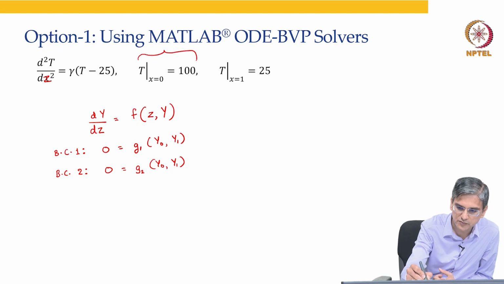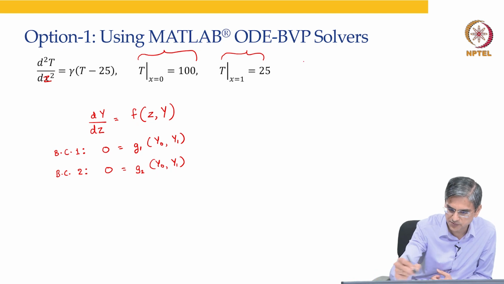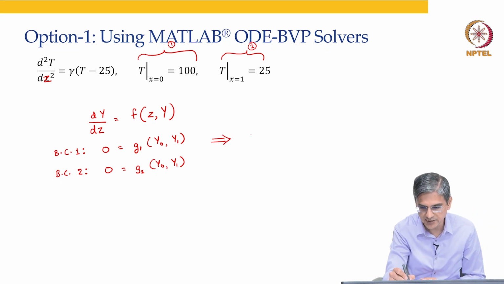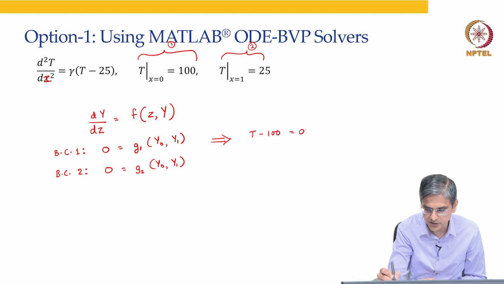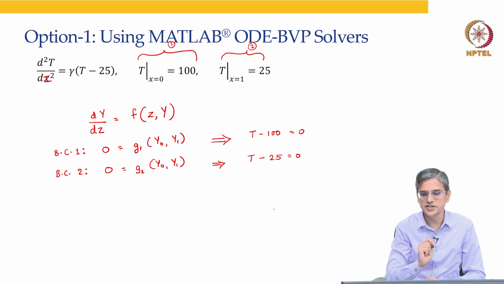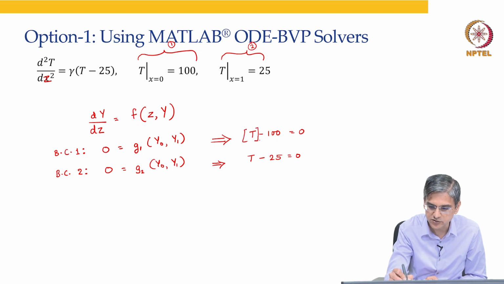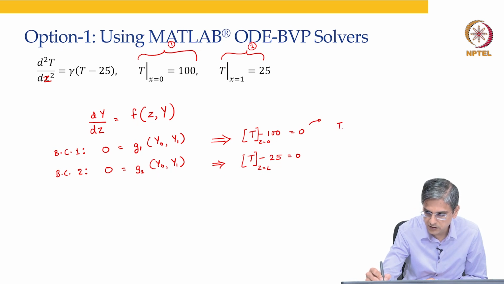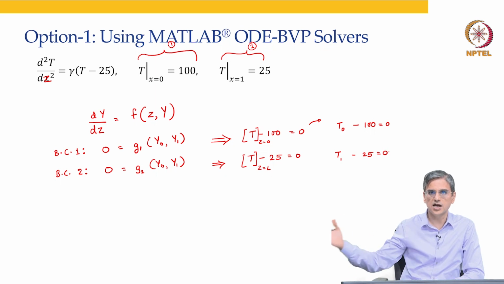Now, for example, what does this mean? The first boundary condition will be written as T minus 100 equal to 0. The second boundary condition is written as T minus 25 equal to 0. But which T? This is T at z equal to 0 and this is T at z equal to L. So this is just T0 minus 100 equal to 0 and T1 minus 25 equal to 0, where T1 is the temperature at the other end.